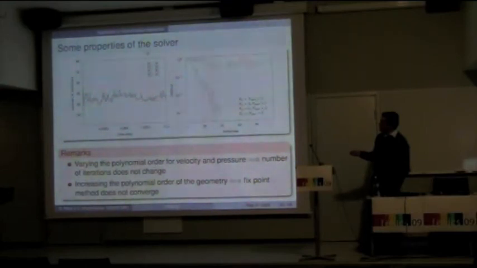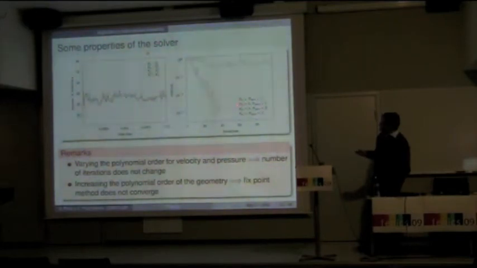So on this graph you have the time, sorry, and here you have the average number of iterations. When we increase the order of approximation, it doesn't change the number. This is the average number of iterations for the fixed point. So when we increase the order for the fluid solver, it doesn't change the fixed point iterations.